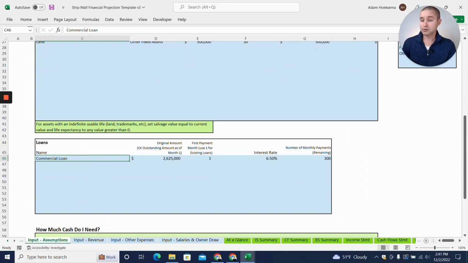And then we're going to get a commercial loan for 75% of the cost of the land and the building. So a $2.6 million commercial loan at 6.5% over 300 months here.